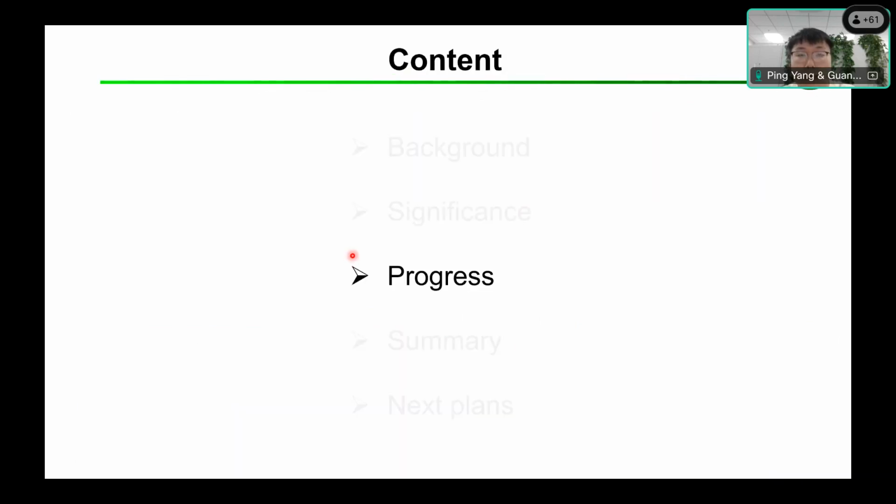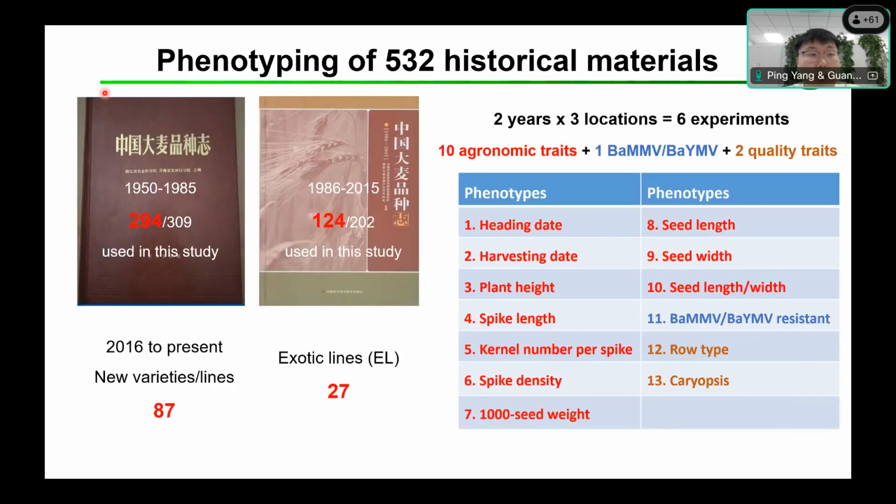The progress of this study. In Chinese barley breeding, these two books document nearly all Chinese barley varieties that were promoted and planted in China. The first book records 309 barley varieties in China from 1950 to 1985, with 294 samples used in our study.